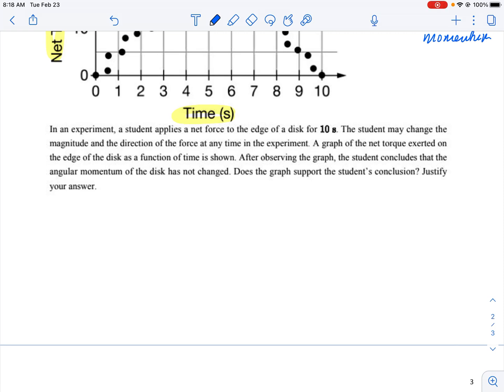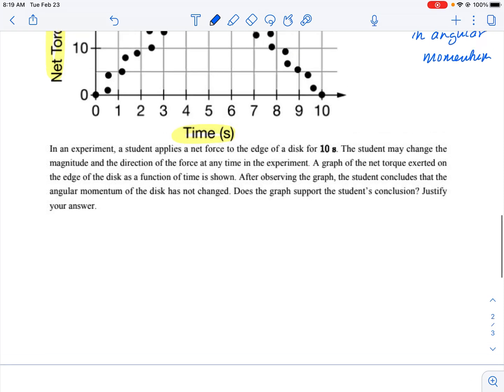So let's look at this question. In an experiment, a student applies a net force to the edge of a disk for 10 seconds. The student may change the magnitude and the direction of the force at any time in the experiment. A graph of the net torque exerted on the edge of the disk as a function of time is shown. After observing the graph, the student concludes that the angular momentum of the disk has not changed. Does the graph support the student's conclusion? Justify your answer.